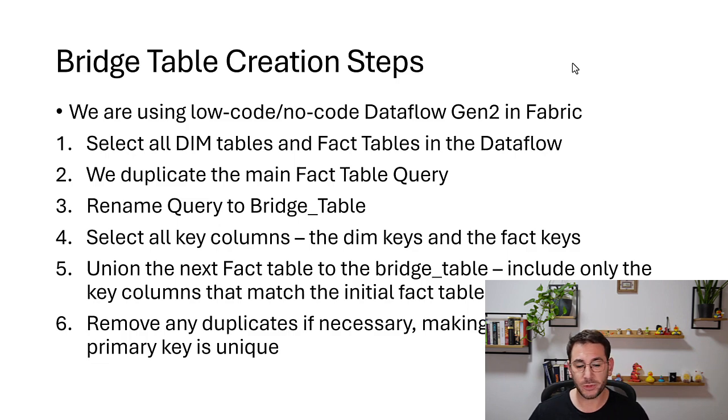In my case, it will be a union, because I have the same primary key ID, but if you have different primary key IDs for the different fact tables that have a key connector that you can use, then you would join them and create that extra column inside of that bridge table. There are different approaches of how you can create that bridge table. And finally, we need to remove any duplicates if necessary.